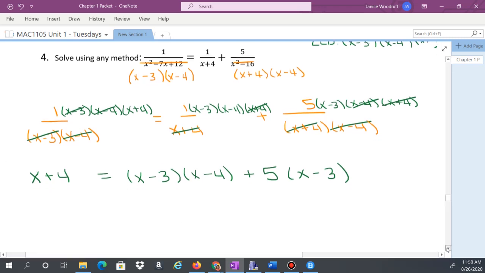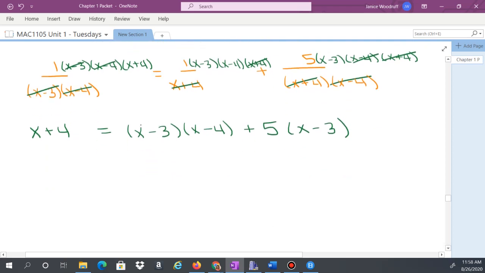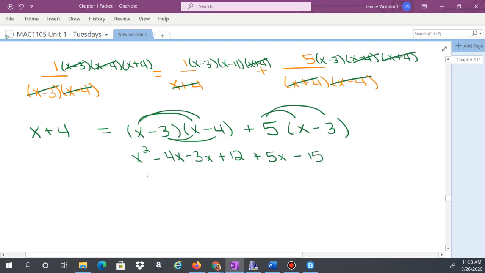On the right, I'm going to want to multiply this out. So I've got x times x, x squared. x times negative 4, negative 4x. Negative 3 times x, negative 3x. Negative 3 times negative 4, positive 12. I'll go ahead and do this too. 5 times x, positive 5x. 5 times negative 3, negative 15. So let's combine like terms. Got x squared. I've got negative 4x minus 3x, that's a negative 7x, plus 5x. So negative 7 plus 5 would give me a negative 2x. And then 12 minus 15 is negative 3. Don't forget about the x plus 4 over here, though. Bring that down.